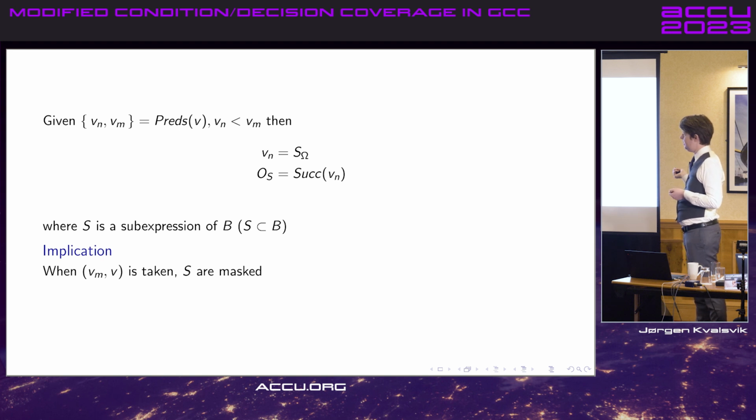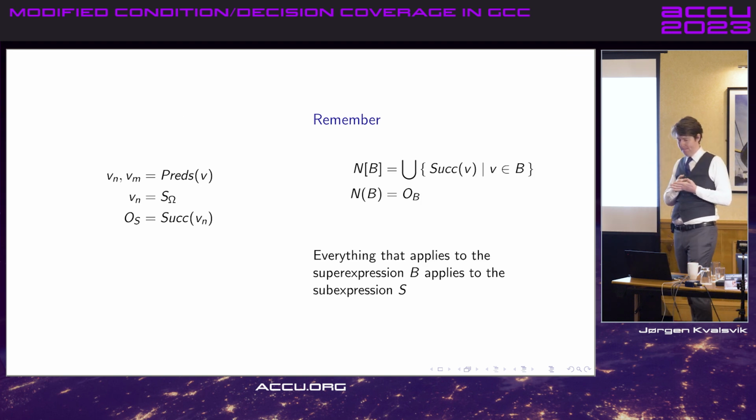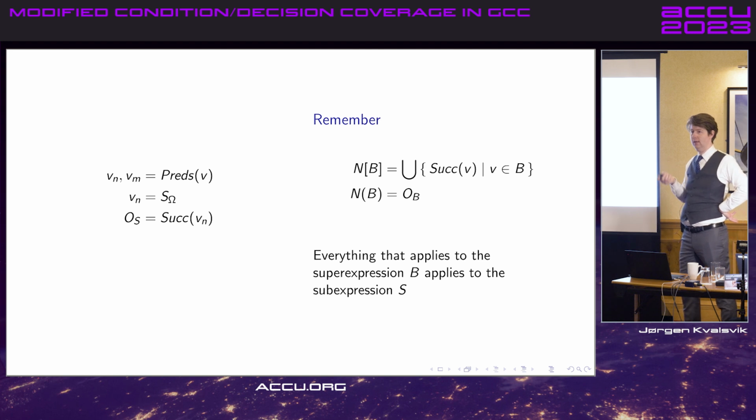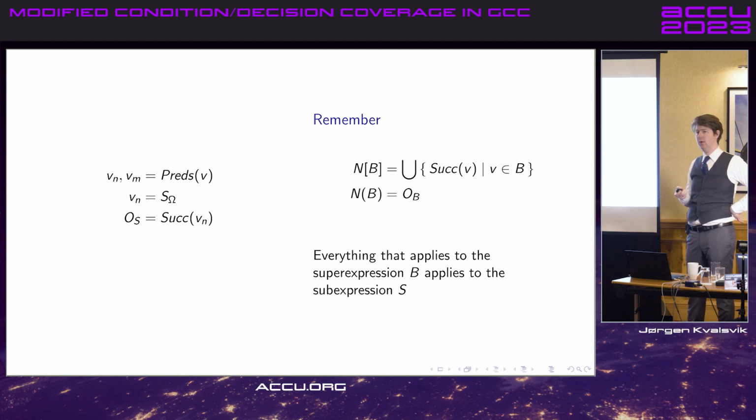And the implication from that is that the other edge will have to be the masking edge. Okay. This is just repetition, so that we're establishing everything we've seen so far: all the successors of the nodes in a Boolean expression are either in the expression itself or one of the two outcomes.